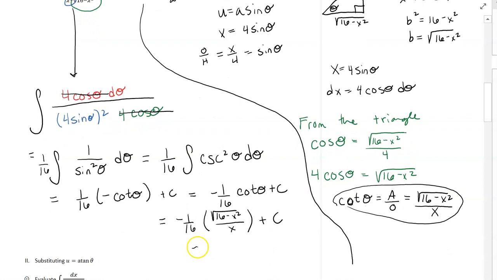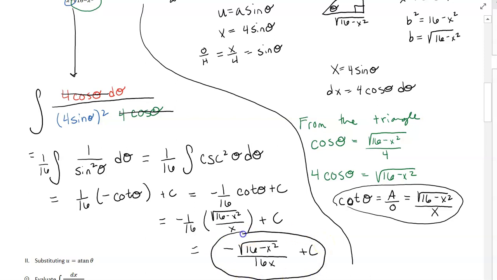And you might just want to take one more little step and make that negative square root of 16 minus x squared over 16x, all plus c, just to make it a little prettier. But that is my final answer. Make sure that you don't forget to convert back to x at the end.